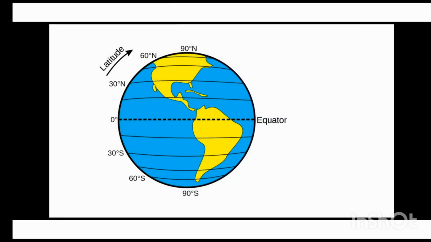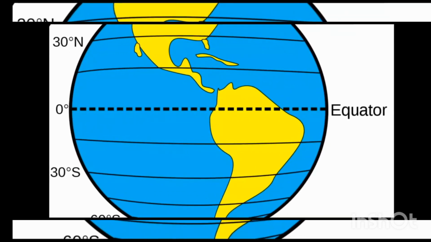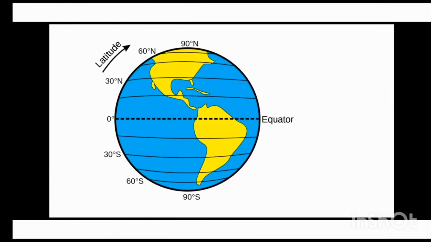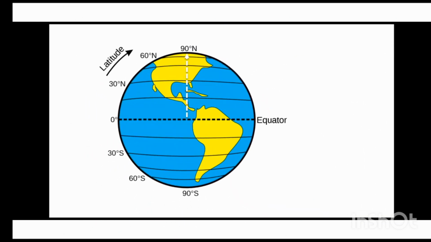All parallel circles from the equator up to the poles are called parallels of latitudes. The equator represents the 0-degree latitude. The distance from the equator to either of the poles is 1/4 of a circle round the earth. It will measure 1/4 of 360 degrees, that is 90 degrees. Thus, 90 degree north latitude marks the North Pole and 90 degree south latitude marks the South Pole.